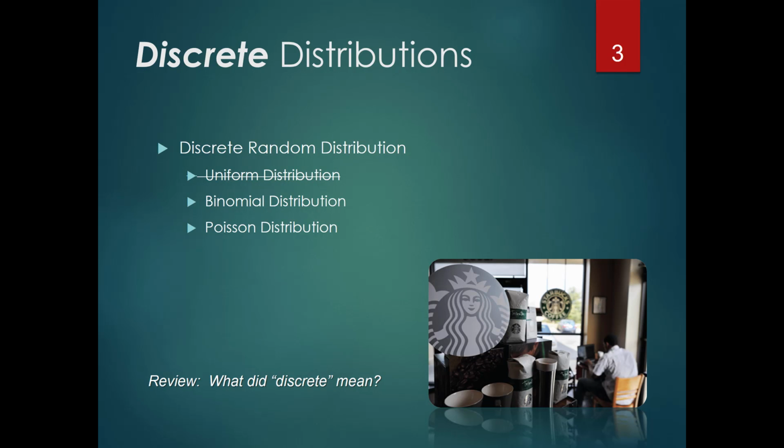Okay, so we're not going to cover uniform distribution. It's really not that likely. What uniform distribution means is that every possibility is equally likely to be chosen, and it's pretty unlikely to have one customer coming into Starbucks being equally likely to 15 customers coming into Starbucks. So we're not going to cover uniform distribution, but we'll cover binomial and Poisson after we cover some foundational material for discrete distributions.